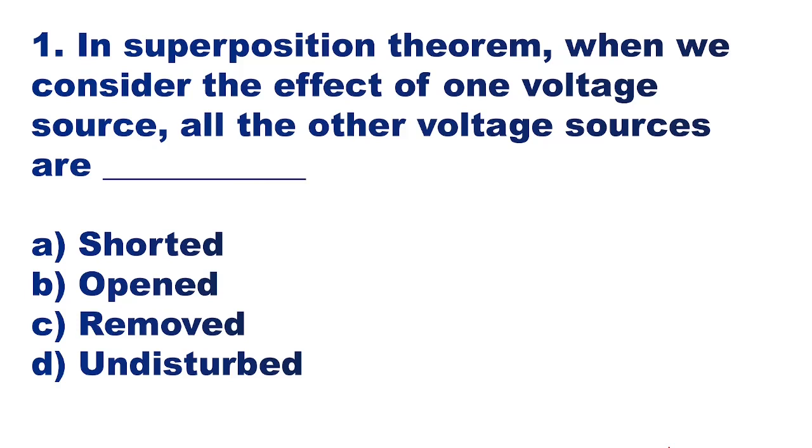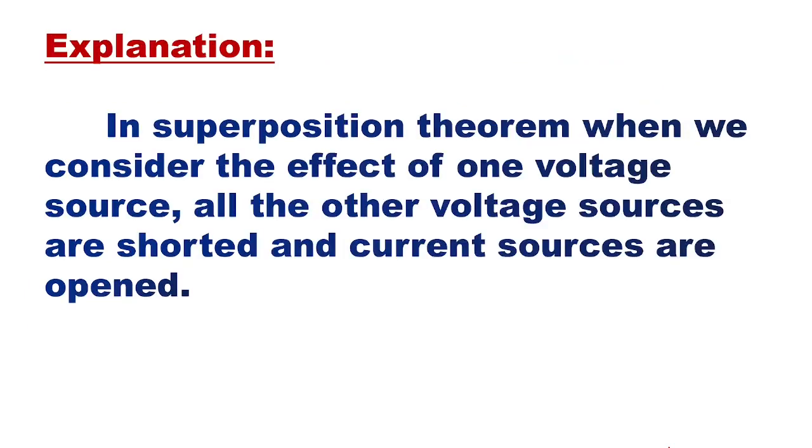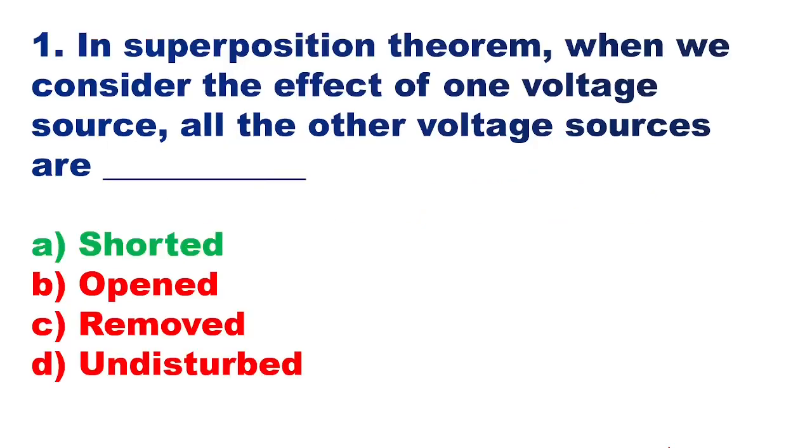This is the basic theory for answering such type of questions. So here if you read the question again, in superposition theorem, when we consider the effect of one voltage source, all the other voltage sources are shorted. So here option A will be the right answer, shorted. So here we can have the explanation as, in superposition theorem, when we consider the effect of one voltage source, all the other voltage sources are shorted and current sources are opened. This is the theory we are going to apply for such type of questions. So as we have seen, option A is the answer, that is all the other voltage sources are shorted.